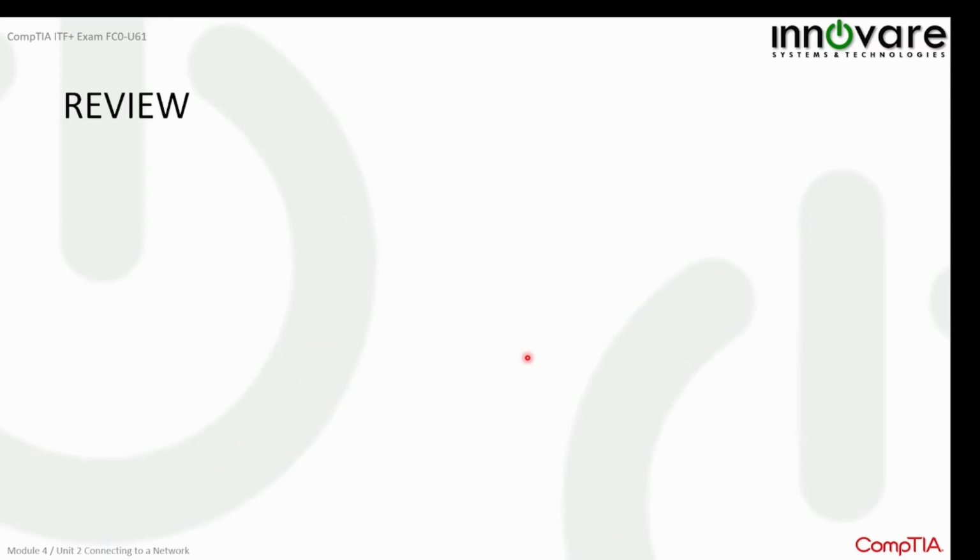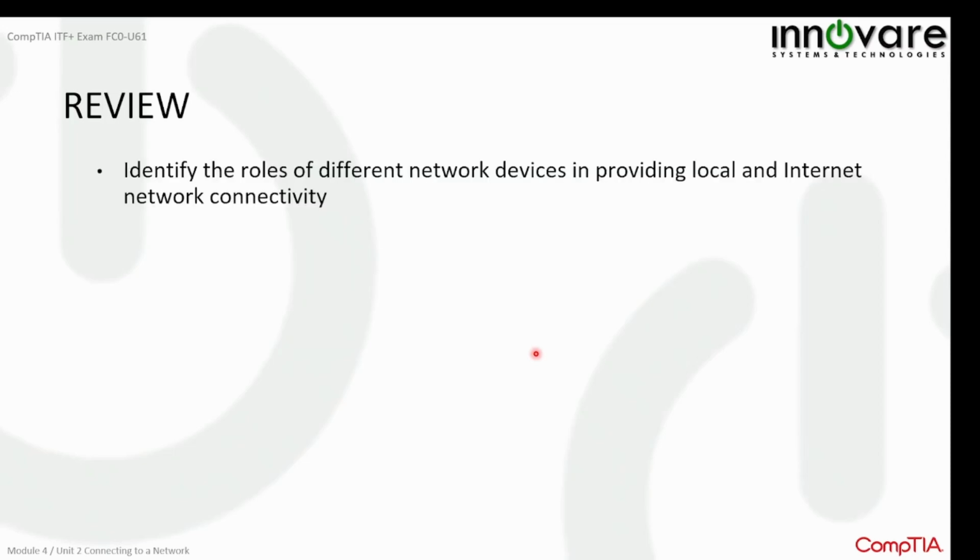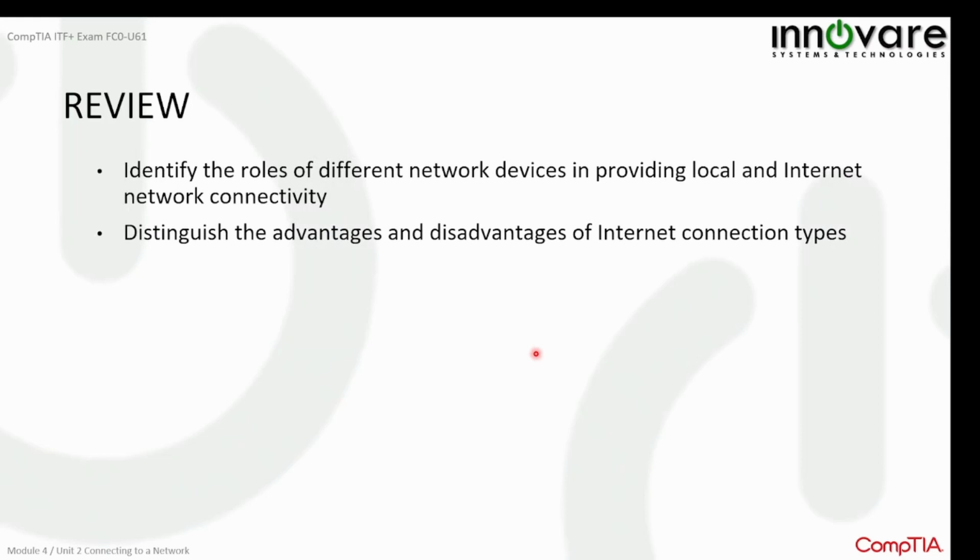So in this unit, we have learned to identify the roles of different network devices, diba? Providing local and internet network connectivity. And then we also distinguish the advantages and disadvantages of internet connection types, diba? From wired to wireless networks, and then yung mga satellite connections, we covered those. Ano yung mga benefits and disadvantages, lalo pag pinag-uusapan is remote, diba? And then for company grade, commercial grade to home or Soho level, no? Soho devices.